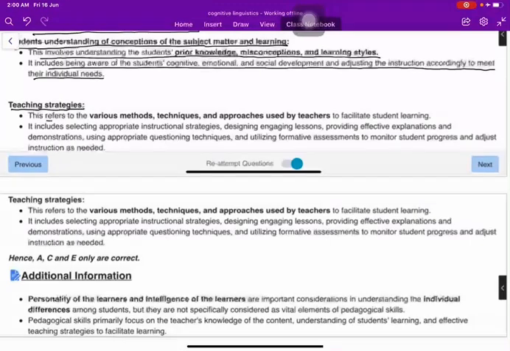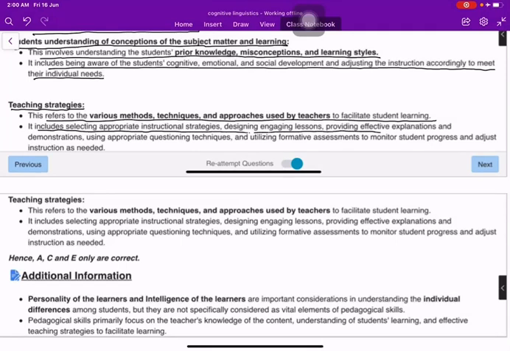Teaching strategies. This refers to the various methods, techniques, and approaches used by teachers to facilitate student learning. It includes selecting appropriate instructional strategies, designing engaging lessons, providing effective explanations and demonstrations using appropriate questioning techniques, and utilizing formative assessments to monitor students' progress and adjust instruction as needed.